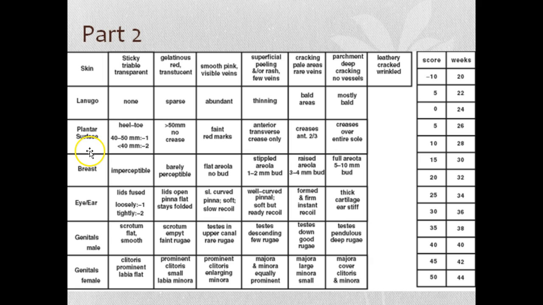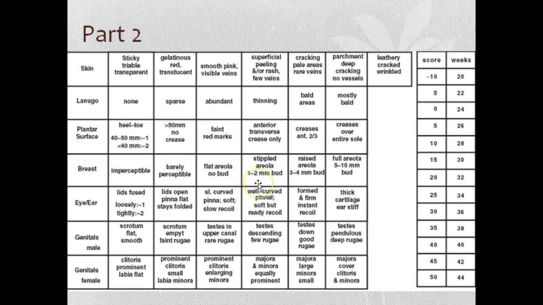And then we're looking at the bottom of baby's feet, the plantar surface. And you want to basically see how crinkly it is. So on the term end here, we'd see that creases cover about 2/3 of the foot versus creases covering the whole foot versus just a few faint red marks. And then you look at their breast buds, and if you can't even find them, that's really consistent with a preterm baby.